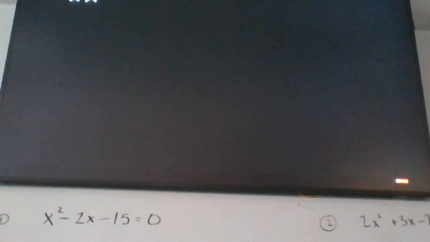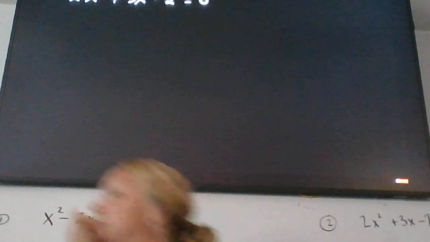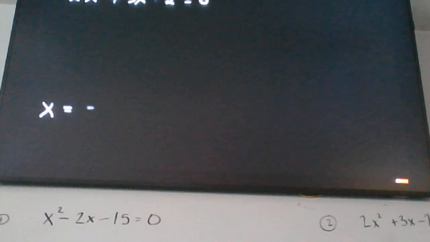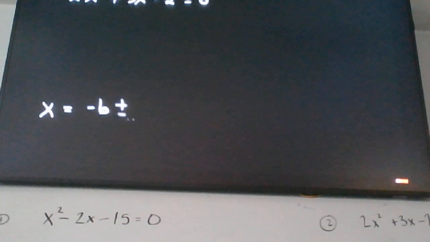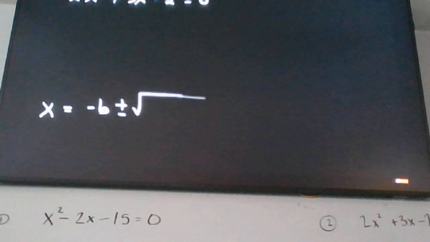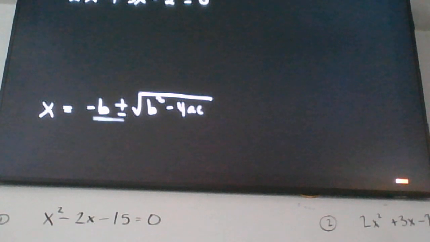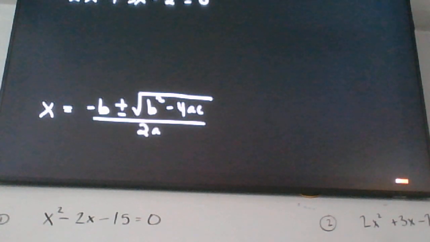Let's say we have the equation 2x squared plus 3x minus 2 is equal to 0. And our goal is to solve for x. We want to calculate the value of x that makes this equation true. So here is the quadratic formula that we need to use. It's negative b plus or minus the square root of b squared minus 4ac divided by 2a. Now we need to know what a, b, and c are equal to.